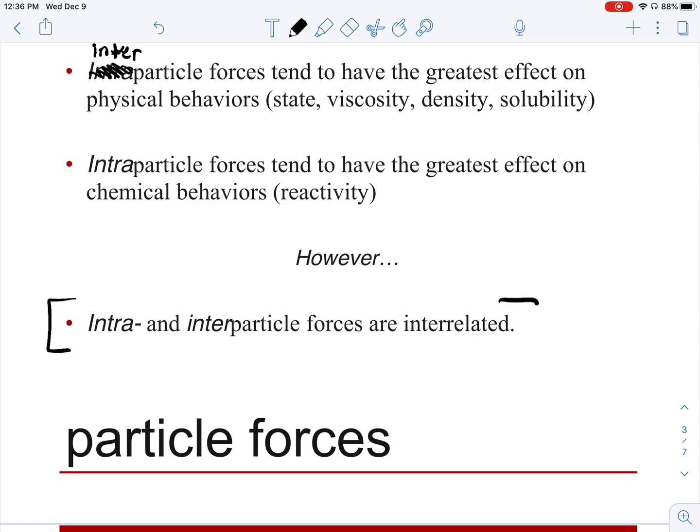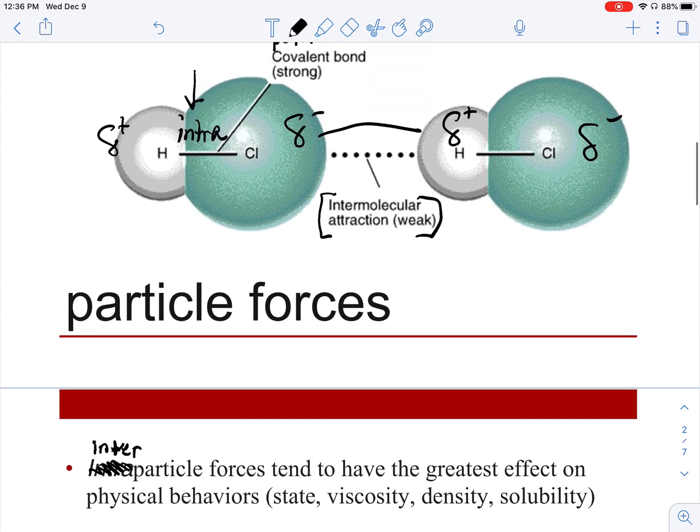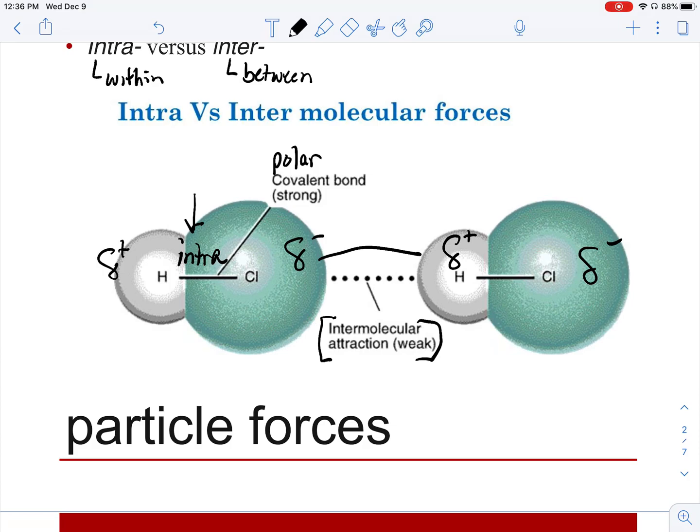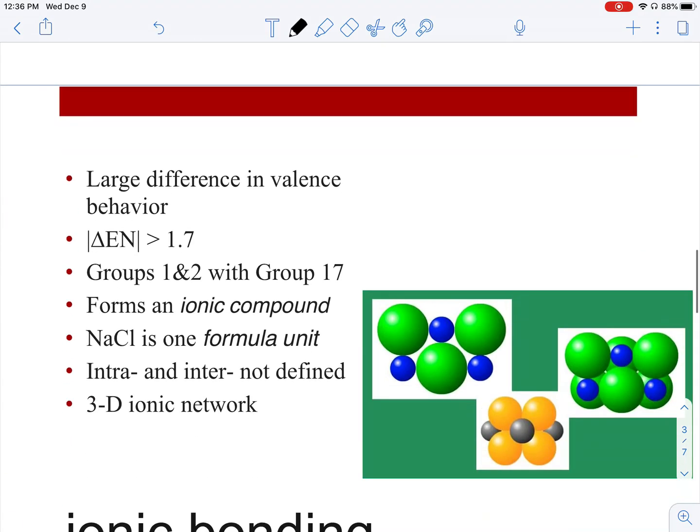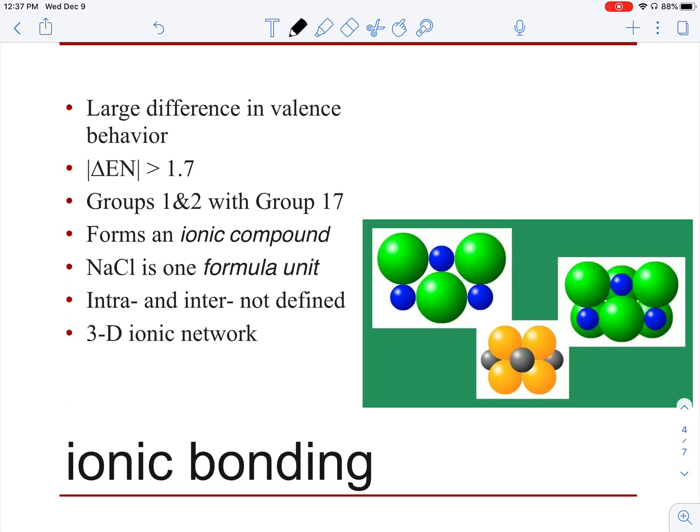However, we have to remember those two things do not exist in isolation. And we look back here at how the nature of this intraparticle bond between hydrogen and chlorine produced the ability for the intermolecular force to occur due to the polarity of that particular molecule. So they are definitely connected to each other. And so if you know what type of bond a substance has, or you know the nature of its internal bonding, you can make some predictions about, or at least some explanations about, why a substance has a particular behavior. So just to review ionic bonding.